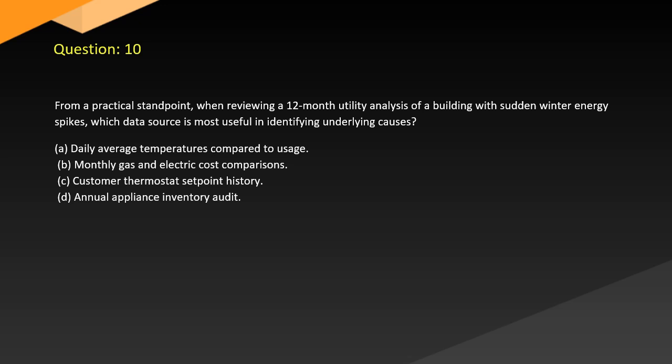Question 10. From a practical standpoint, when reviewing a 12-month utility analysis of a building with sudden winter energy spikes, which data source is most useful in identifying underlying causes? A. Daily average temperatures compared to usage. B. Monthly gas and electric cost comparisons. C. Customer thermostat setpoint history. D. Annual appliance inventory audit.